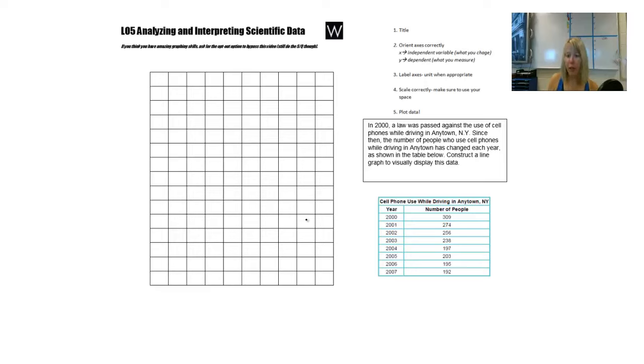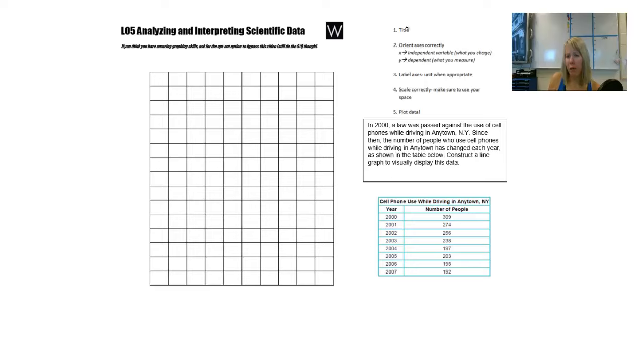So, over here we have a box of information. In 2000, a law was passed against the use of cell phones while driving in Anytown, New York. Since then, the number of people who use cell phones while driving in Anytown has changed each year, as shown in the table below. Construct a line graph to visually display this data.